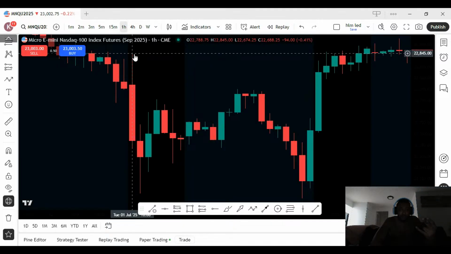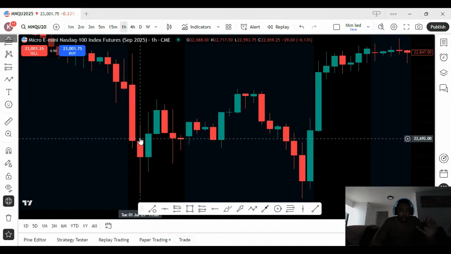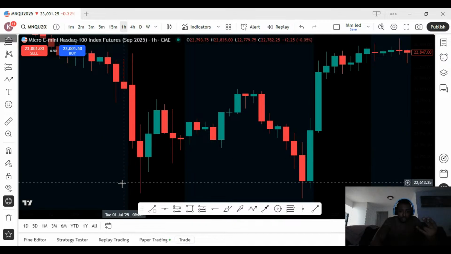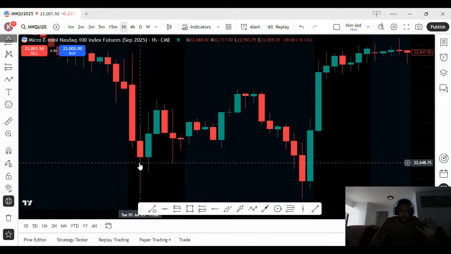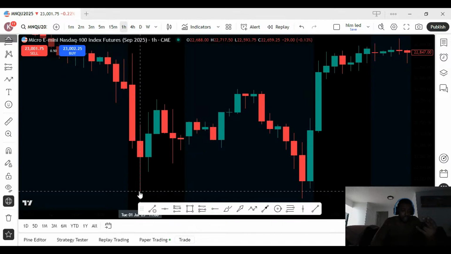22,845. You see the wick? It went as high as right here, and then it went as low as down here, and this candlestick closed right here. This is a bearish candlestick. It opened here because bearish candlesticks open high. It closed here, opened here, went as high as 22,720, and it dropped way down. So the low of this candlestick is way down here at 20,597, and then it closed right here.